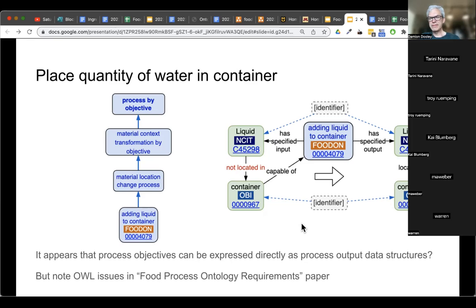There's a little bit of tricky stuff here. I think I already talked about in the first presentation about needing to have identifiers connect instances of process inputs and outputs. We can't connect them directly, otherwise we have a logical contradiction in time. We can't have the liquid that's not located in a container and located in a container.